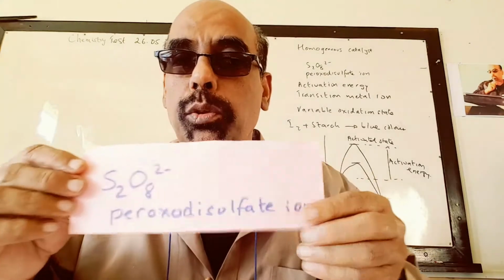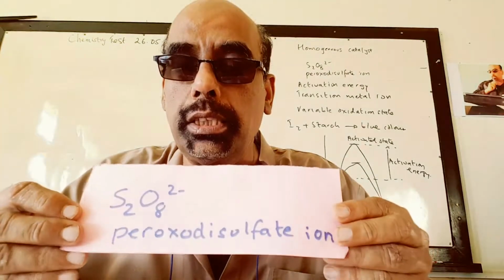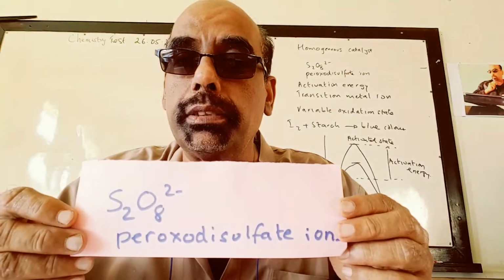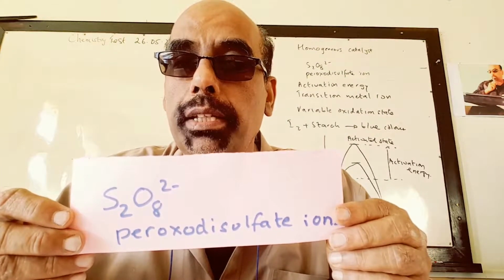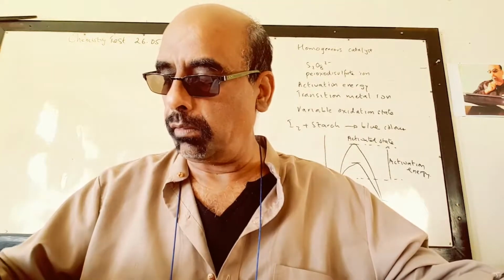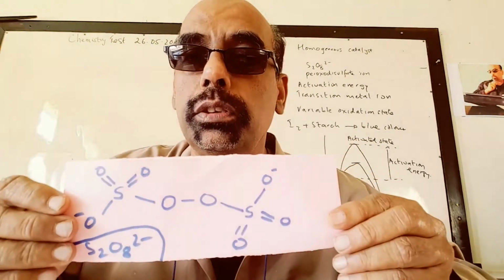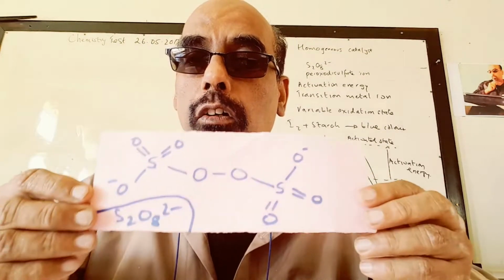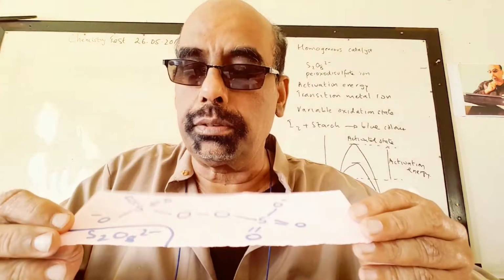This is the peroxydisulfate ion, S2O8 2-. This ion is negative. This ion is an anion. The full structural formula of peroxydisulfate is as follows.